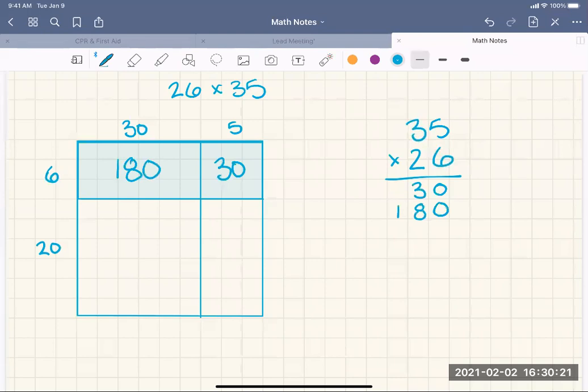Okay, and then we're going to do the bottom 2. So we're going to move on to 2 tens times 5 ones. 2 tens times 5 ones would be 100. And then we're going to do 2 tens times 3 tens. So that's going to be 600.